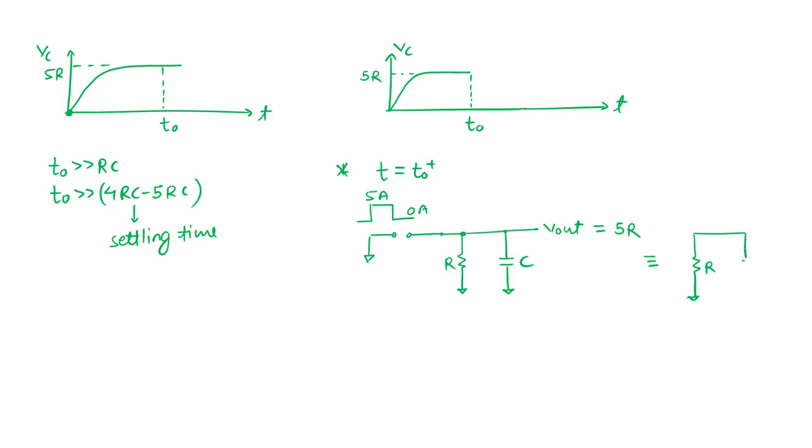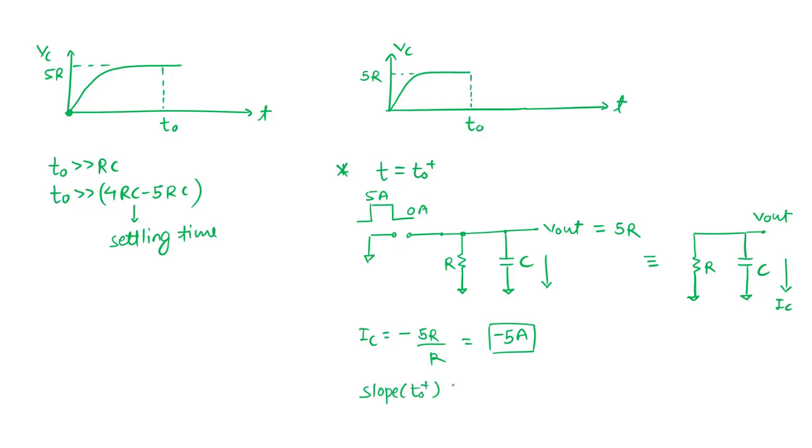R, C, V out, also called the VC. This is my IC. So what will happen with the IC? IC is nothing but minus, because this was the direction, so it is nothing but minus 5R by R, the 5R is the voltage, by R, so it is minus 5 ampere.